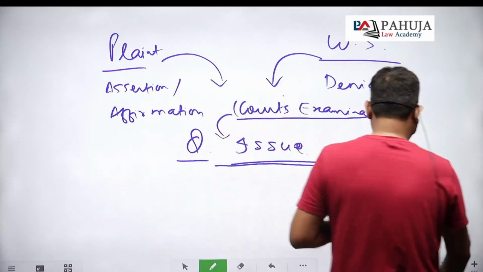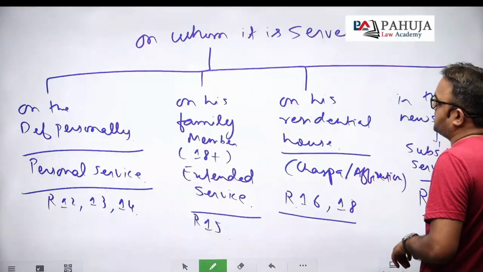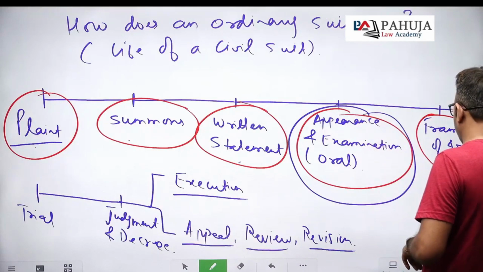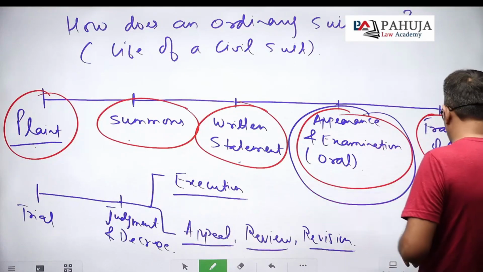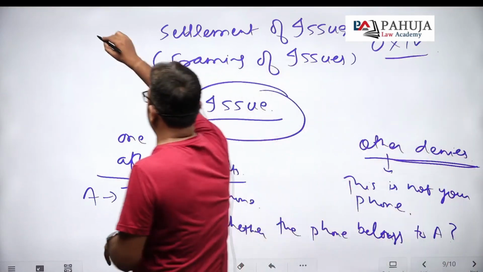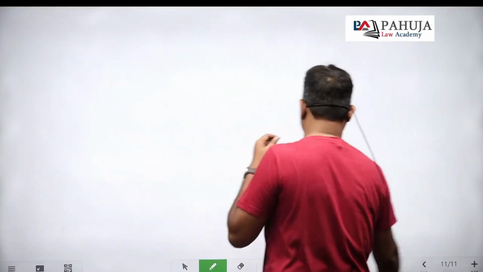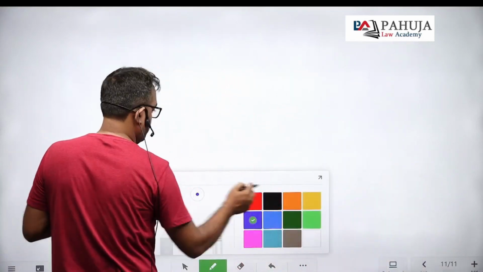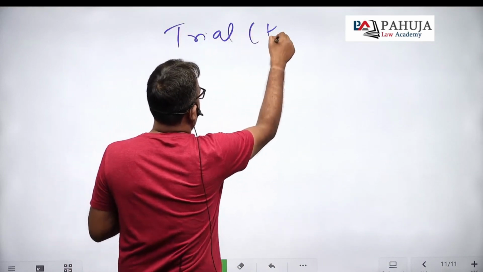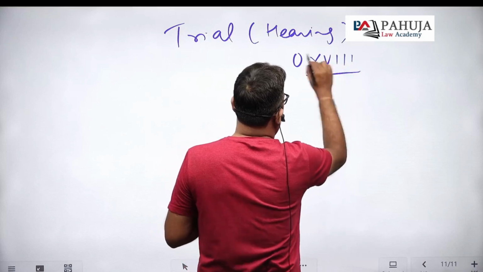Now when the issues have been framed, this was settlement of issues. I think this was our step number 5. 1 2 3 4 5, right, it was number 5. Then we have number 6, which is trial. Let's go to trial. This was our 5th step. Now let's go to number 6, which is trial. Chalo. Trial or the hearing of the suit. This is under Order 18 of CPC.